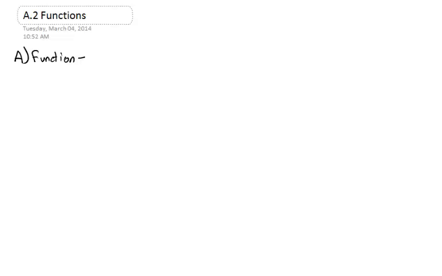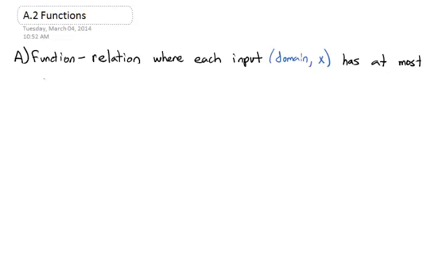A function is basically a relationship or a relation between numbers where each input, by the way, an input is often thought of as the domain, or often we use x values. A relation where each input has at most one output. And those outputs are often called the range, and we often use the y values for that. Basically, the answer is always the same when you ask the question over and over again.